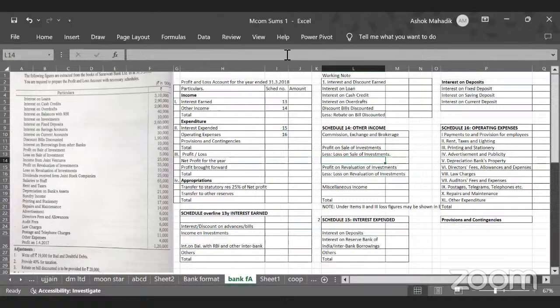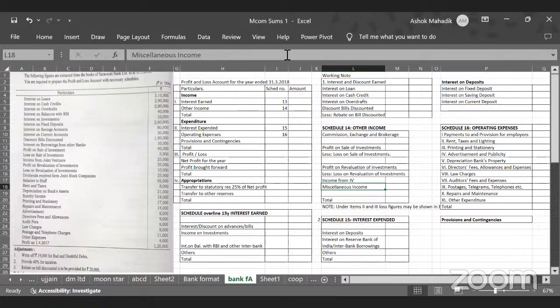Next item, income from joint venture. We just discussed, this is not your regular banking activity. What does a bank do? Take deposits and lend money. So this is apart from your regular activity, investment in joint ventures. So this income will go to schedule number 14, that is other income. I'll just mention it somewhere. From joint venture. Here we'll put it here.